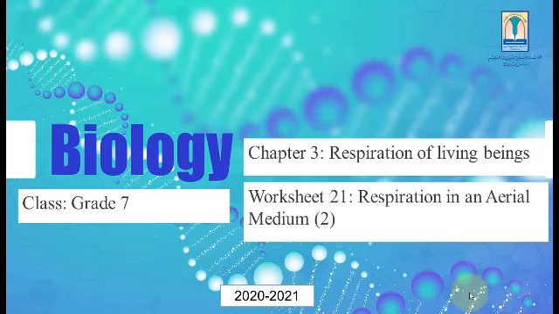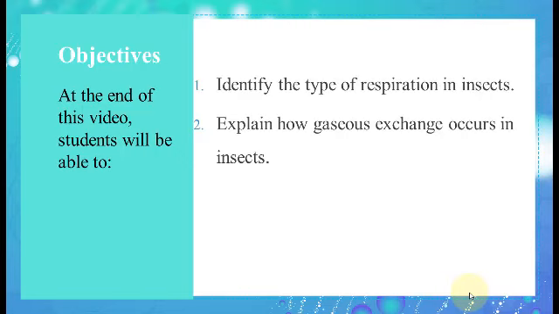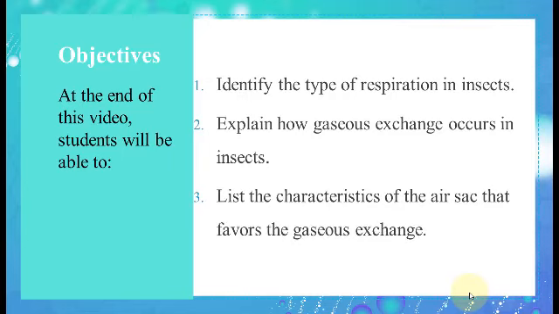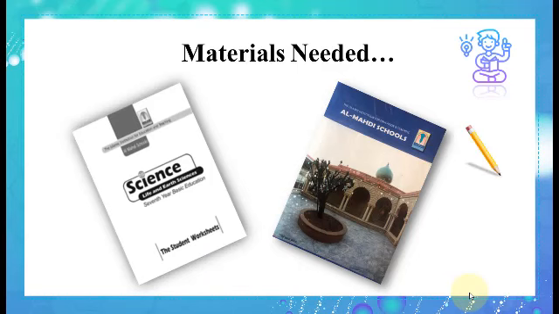Today we are going to start with Chapter 3, Respiration of Living Beings, Worksheet 21, Respiration in Aerial Medium, Part 2. At the end of this video, you will be able to identify the type of respiration in insects, explain how gaseous exchange occurs in insects, and list the characteristics of the air sac that favors the gaseous exchange. Prepare your worksheet, your copybook, and a pencil.